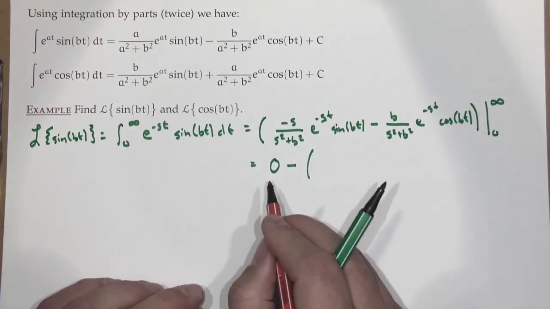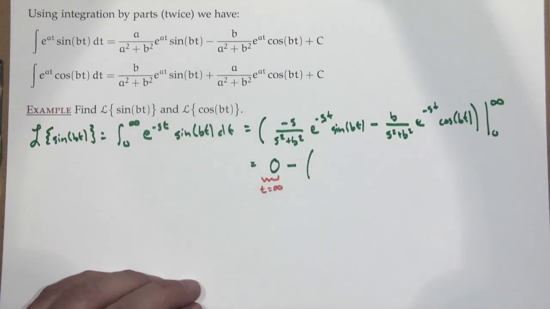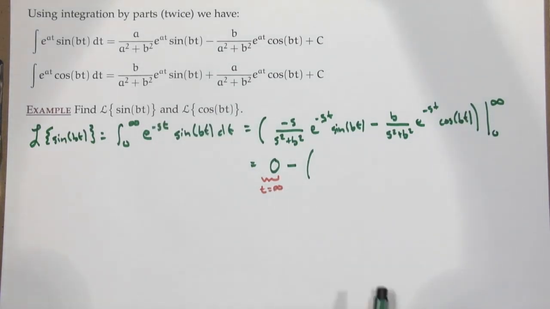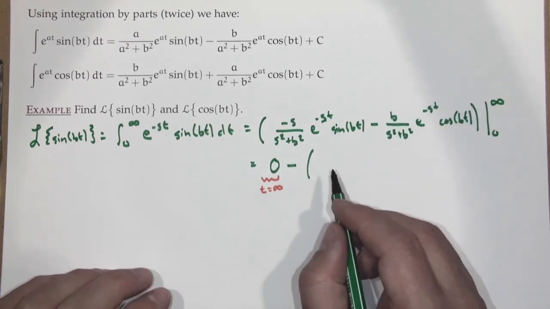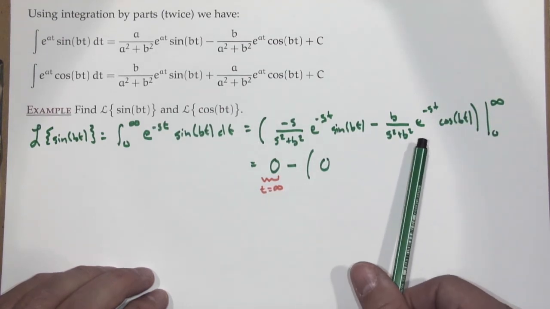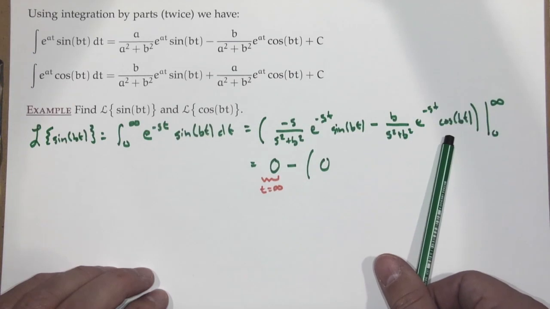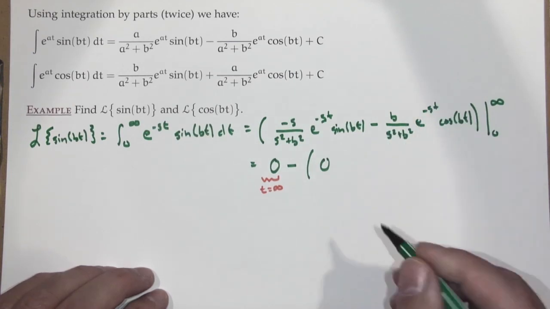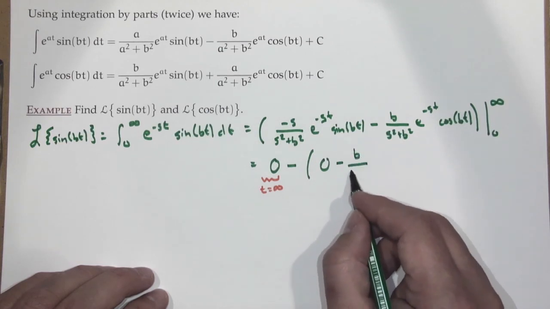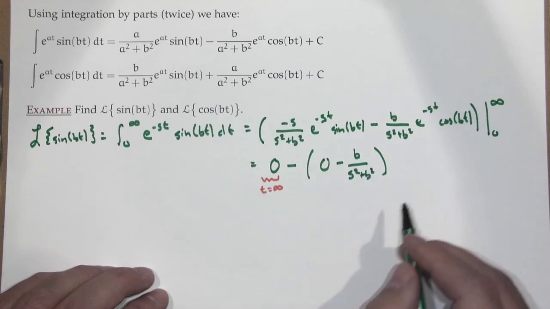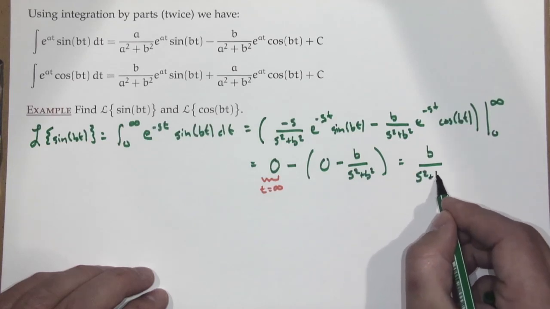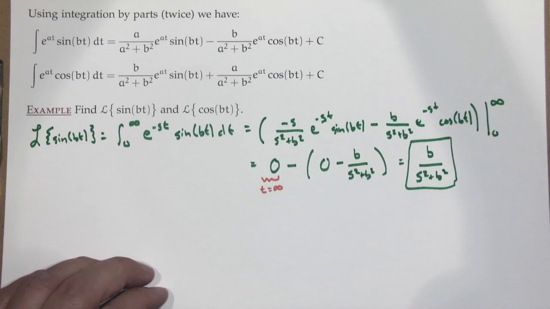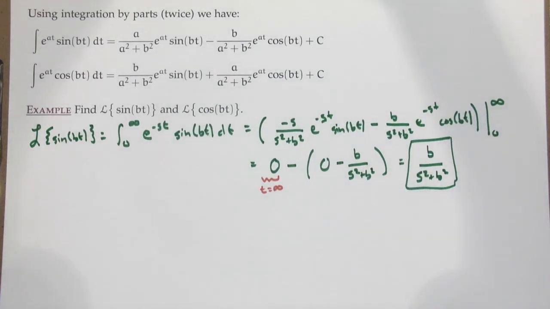So remember, this is at t equals infinity. Plug in t equals zero. What happens? Well, the first term, when you plug in t equals zero, you get zero, because sine of zero is zero. The second term, when you plug in t equals zero, you get e to the 0 times cosine of 0, which is 1, times this other stuff. So minus b over s squared plus b squared. Well, minus a minus, we end up with b over s squared plus b squared. So there's the Laplace transform of sine of bt.